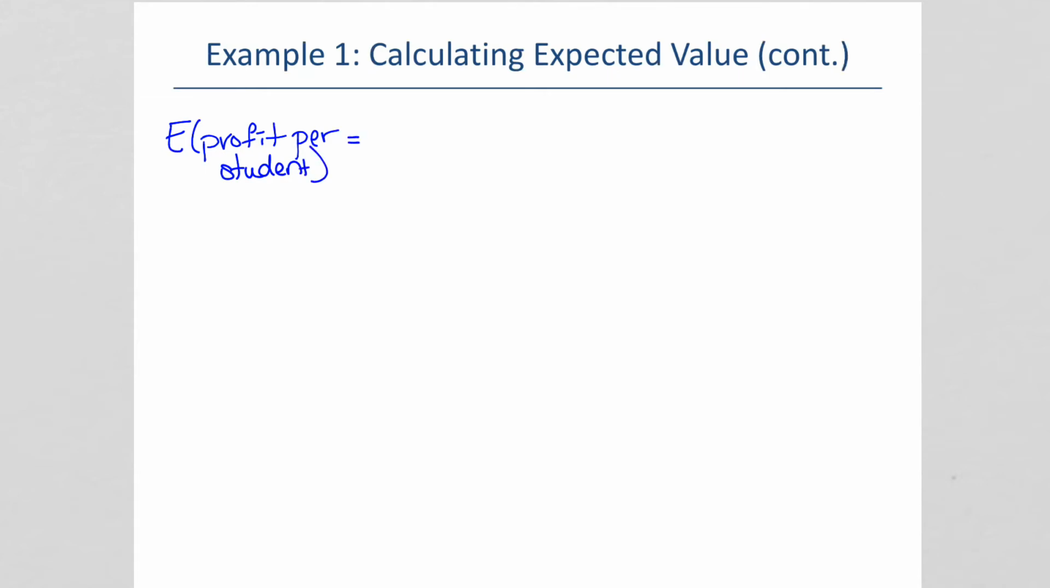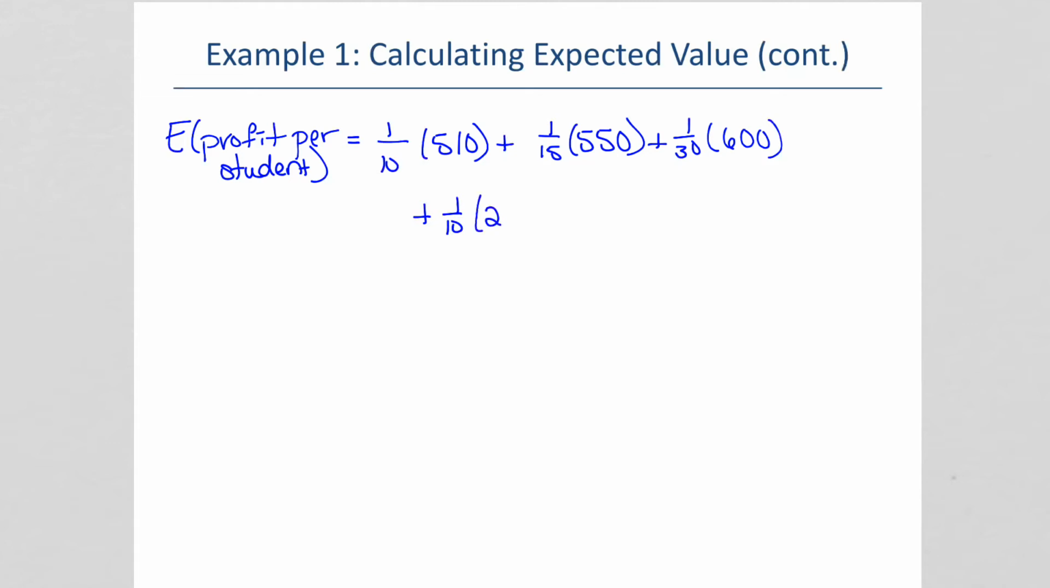Okay, so we do the same thing, only this time it's with those profits. So 1/10 times 510 plus 1/15 times 550 plus 1/30 times 600 plus 1/10 times 220 and 1/12 times 270. And we get an expected value of $152.27.